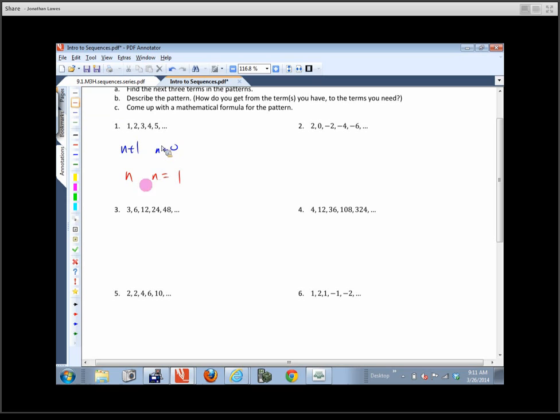So of the two, which one's probably better? Probably this one right here, because most people would start counting with 1. And if we said this was the first term, and that was the second term, and that was the third term, and that was the fourth term, and so forth, it's probably better to start by counting with 1.